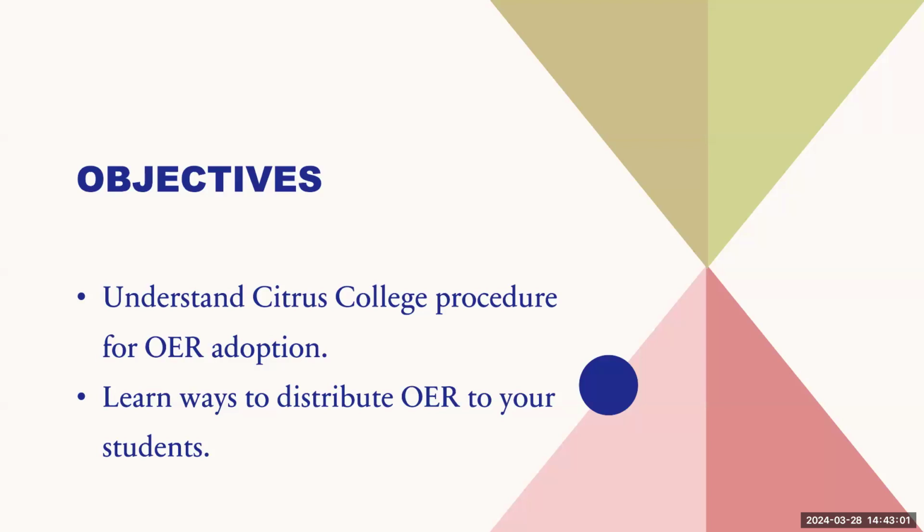Our main goals and objectives today are basically just to understand the Citrus College procedure for adoption. How do new books get adopted? And then also learning different ways to distribute that information, the OERs, to your students, because there are lots of different ways to do that. That's kind of our main goal.